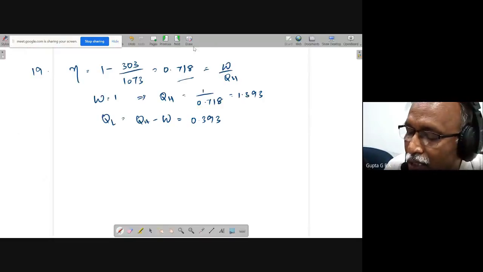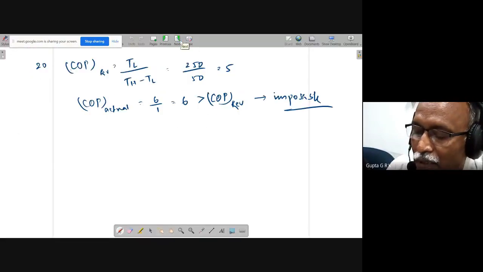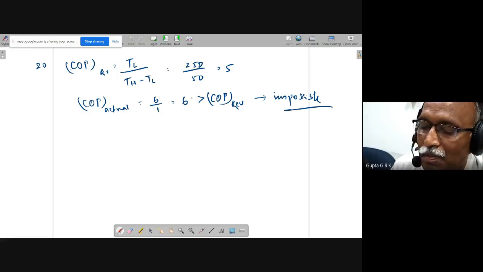If you see that, the ideal one is TL by TH minus TL, which gives 5, and the actual one is 6, which is not possible. So it is impossible.